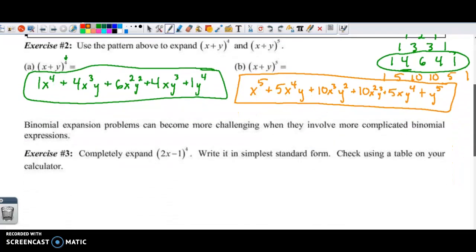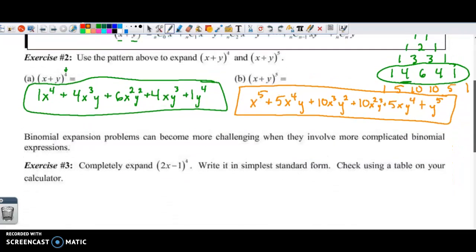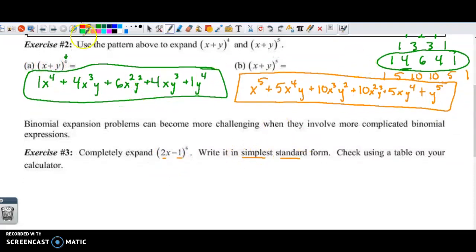So as I move down, there's a little bit more tricks that you need to practice, and I want your answer in simplest form. So it's more complicated than just x plus y. We have 2x minus 1. Now remember, x and y are just variables. So as I go back, let me switch back to green because I did the green row 14641 because it is to the 4th power here.